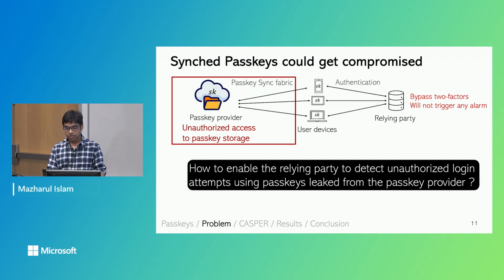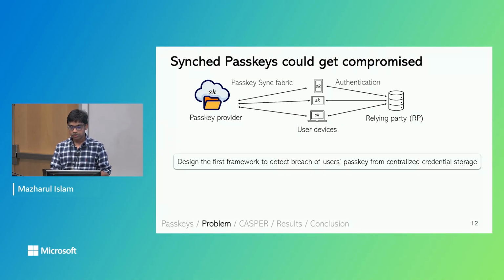So in this research, we asked: how can we enable the relying party, or the websites, to detect unauthorized logins that result from an attacker compromising the passkey provider and using the leaked passkey to compromise the victim's account? To find an answer, we designed the first framework compatible with existing passkey implementations, called CASPER, which can detect whenever an attacker is using a leaked passkey to log on to a user's account.